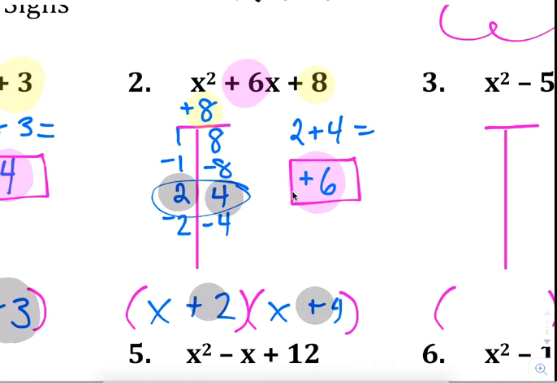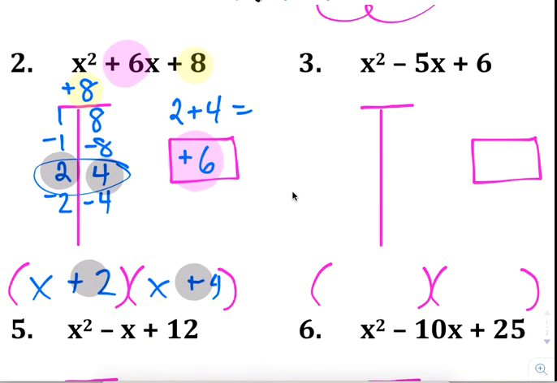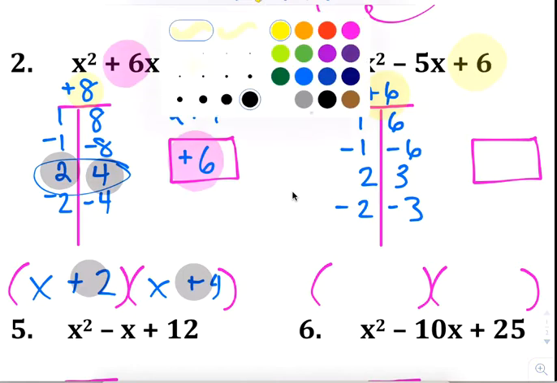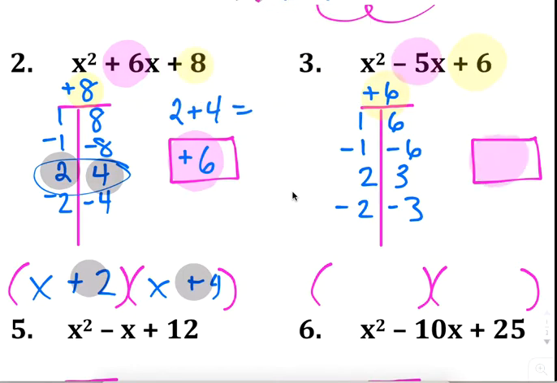Okay, let's try number 3. Problem number 3, first things first, I'm going to put my last number on top of my T. It's a +6, so we need the signs to be the same. 1 and 6, -1, -6. 2 and 3, -2, -3. That's my whole list, so I'm done with my T-chart. My next step is going to be to move into the box. We're taking the middle number, which is -5.